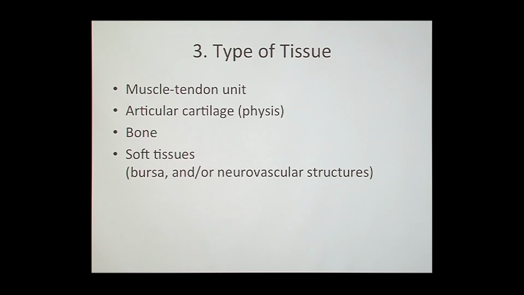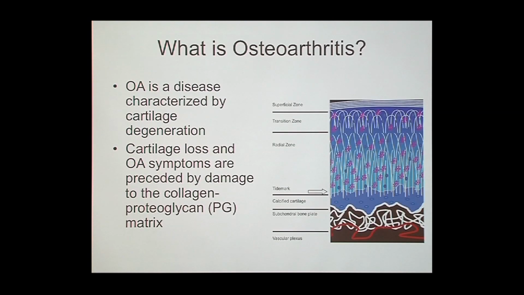Bone, what happens there? And then soft tissues. All these things, if you overload them enough and they can't recover, we can get overuse problems. So let's talk about the biggest one that probably affects everybody. Everybody knows somebody with some arthritis, because as we just alluded to, the human body probably wasn't designed to hang around longer than 50, 60 years.